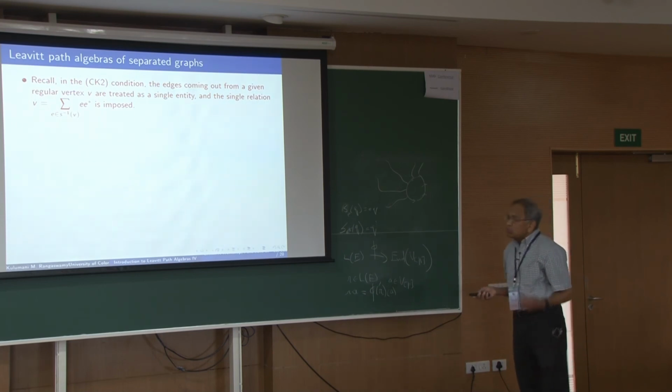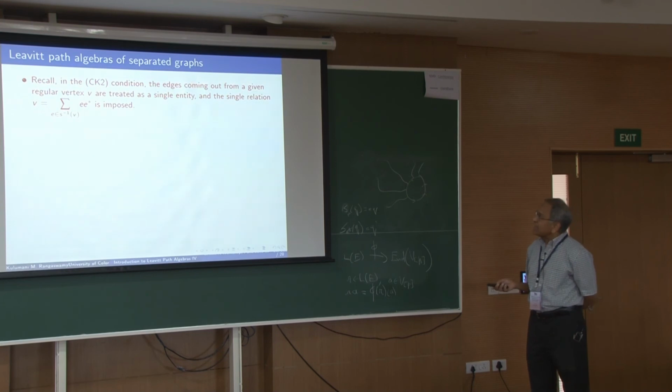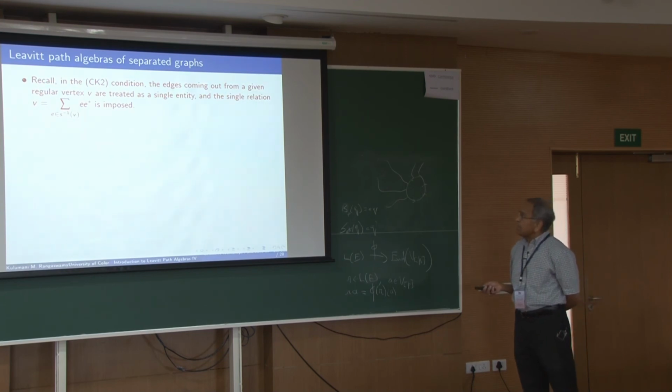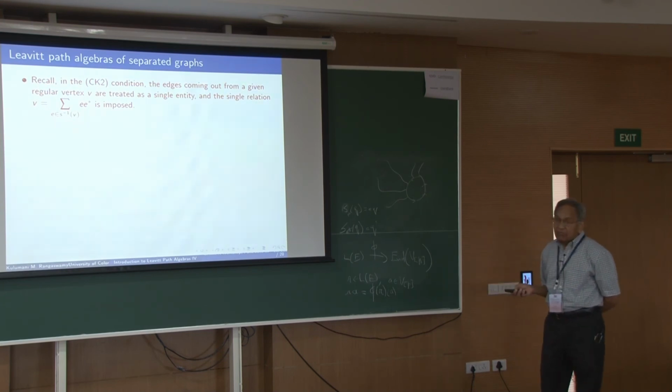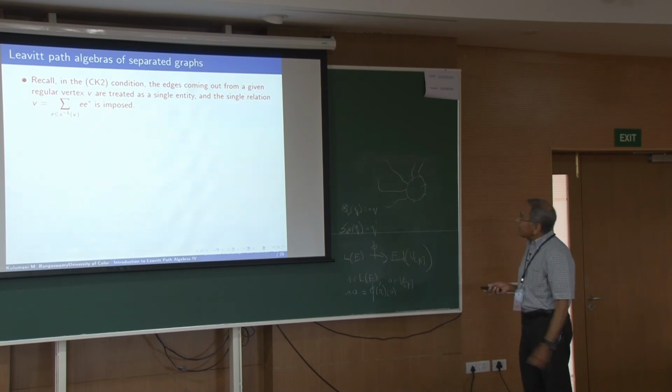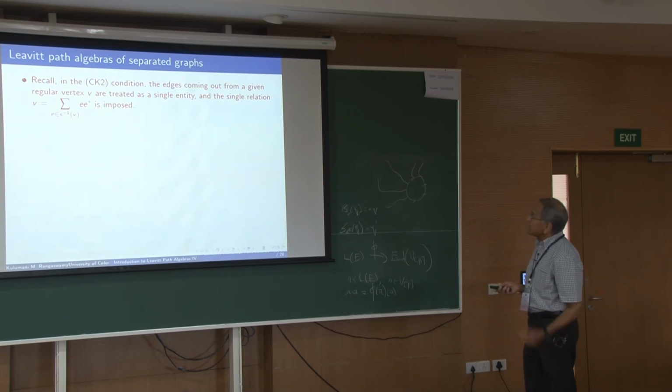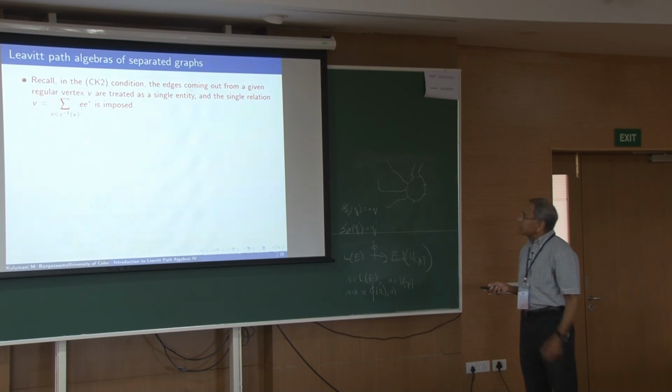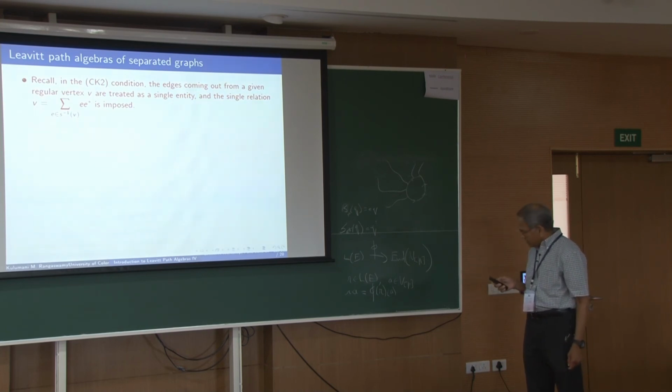Remember the CK2 relation; let me give a quick outline of what it is. In our definition of the CK2 relation, what we are saying is that if you give me a regular vertex v, and suppose m is finitely many edges emanating from it, then v must be equal to the finite sum of e e star.